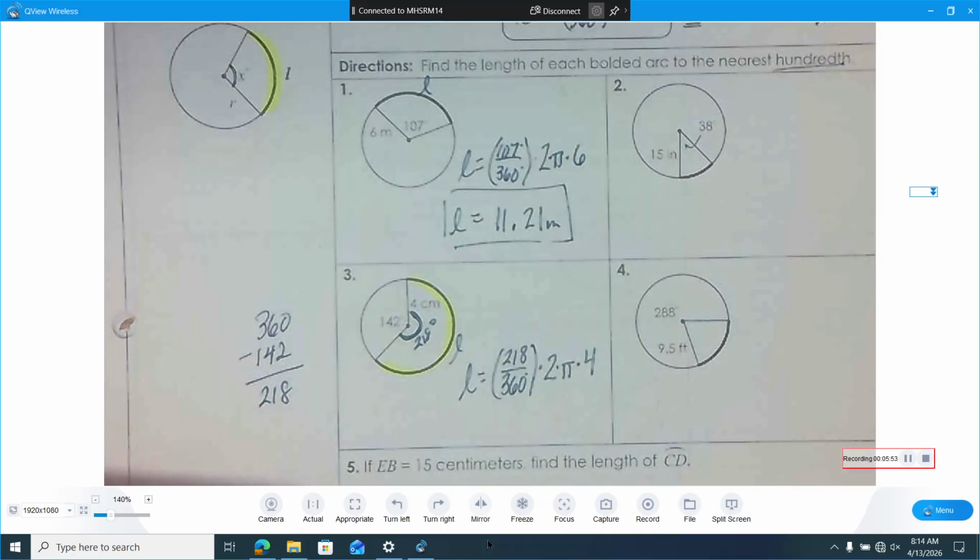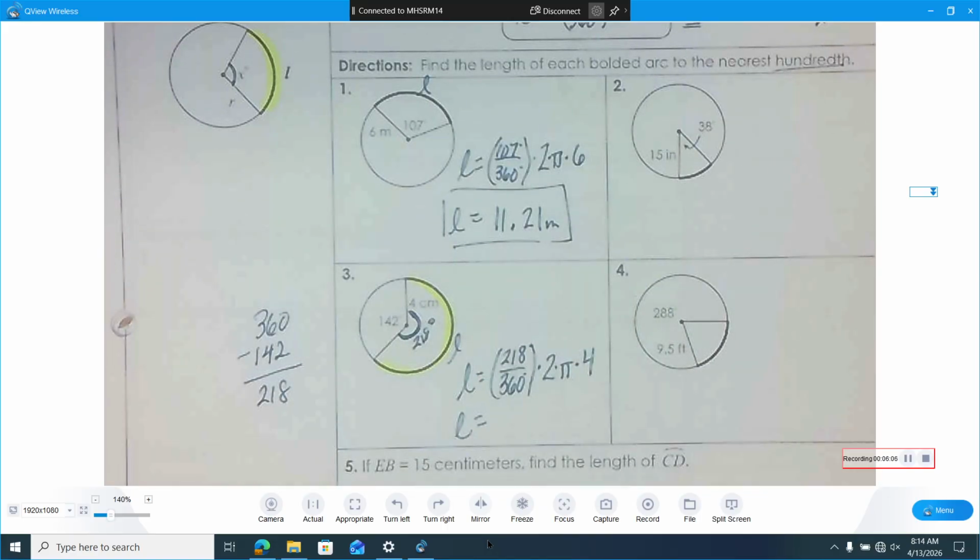The radius is 4. All right, plug that into your calculators, please. Plug that into your calculator. Tell me what you get.